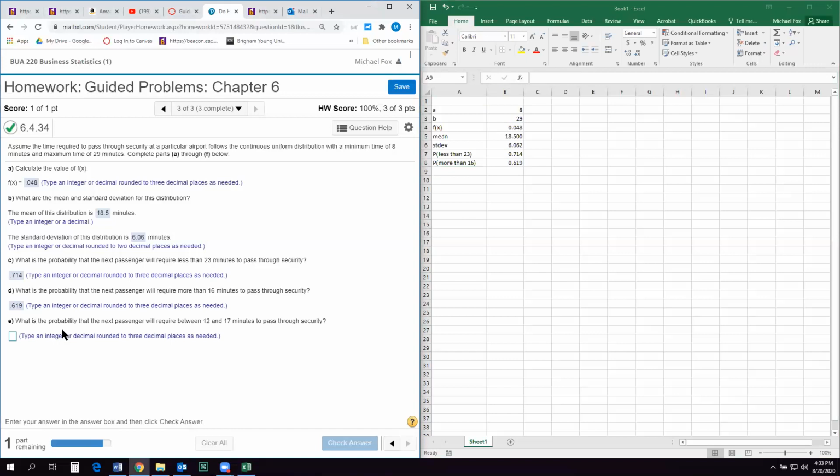Finally, what is the probability that the next passenger will require between 12 and 17 minutes? So the probability between 12 and 17, if I can type. So here I'm going to say the top is 17 minus 12 divided by the top end of the distribution, 29, minus the bottom end, 8. 0.238.